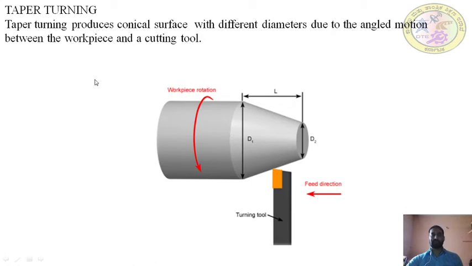This taper turning operation is performed by various methods, for which we will have a different topic in the coming classes. The different methods of taper turning include the form tool method, the tailstock set over method, or maybe the compound rest swiveling method. So there are different methods for performing taper turning, and it depends upon the length of the taper required and the angle of taper required. Depending upon that, we use the different kinds of taper turning.